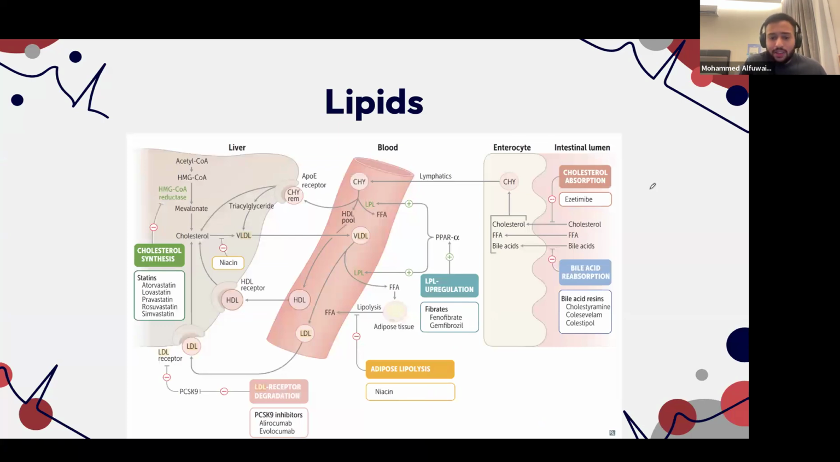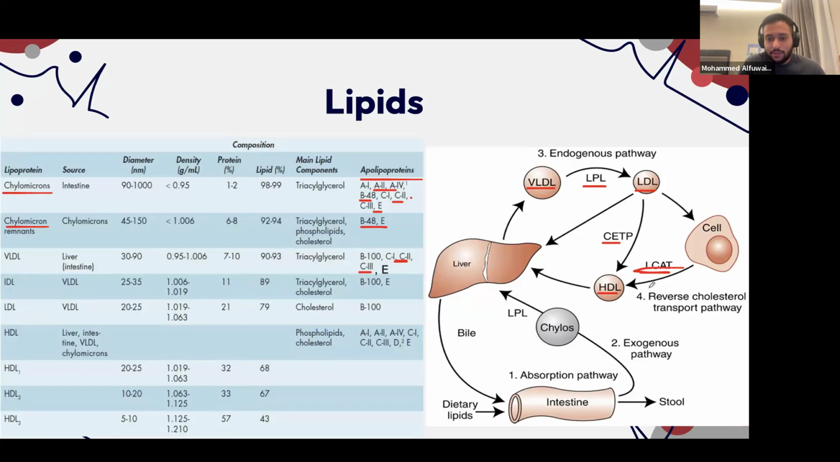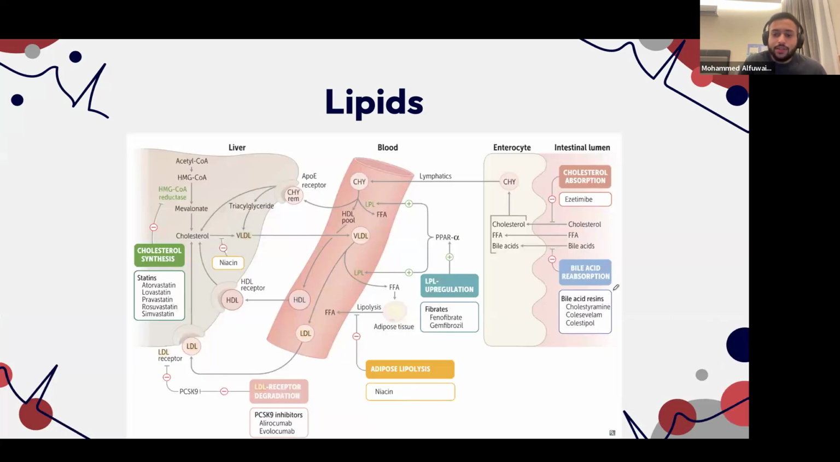Now, this is another, more detailed diagram of it and basically explains it better than this small one from your slides. But to remember how we inhibit a lot of these lipid pathways, at the level of the GI, we either inhibit bile to basically decrease the absorption of lipids into the walls and into the bloodstream.